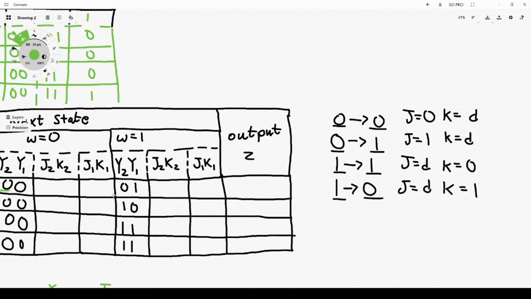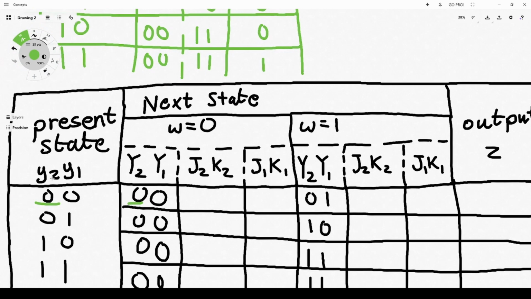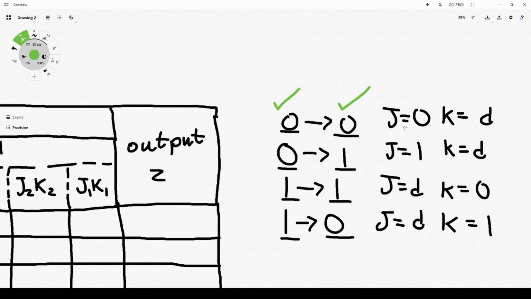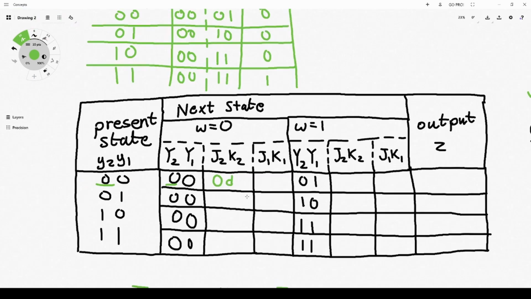So the rule we apply here is if a flip-flop goes from 0 to 0, then J is equal to 0 and K is equal to D. Because we're looking at our Y2 present state and our Y2 future state here, we are going to fill our J2 and K2 values with J equals 0 and K equals D, and what that basically looks like is this.